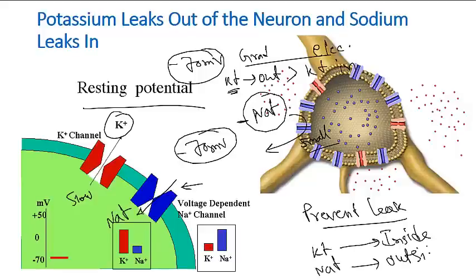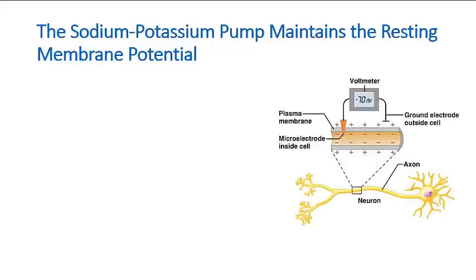outside the cell. But the question is, we know that this is against the concentration gradient. Normally, the concentration gradient favors the opposite direction. So how can the cell manage to do that? The answer is that the cell utilizes a specific ion transporter known as the sodium-potassium pump. This is also known as the sodium-potassium ATPase pump.